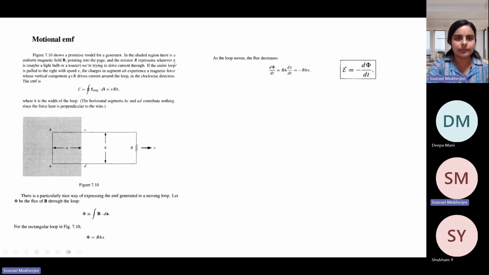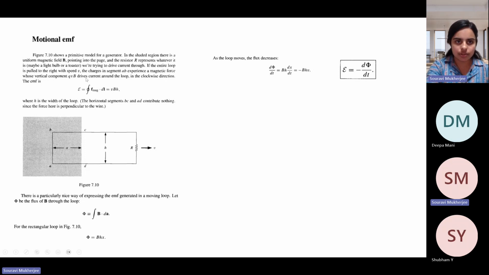What is seen is that if the entire loop is pulled to the right with some speed v, the charges in the segment AB, what would happen to these charges? They are moving charges, right? And you know, there's some field. So we know that whenever there is some charge which is moving in a magnetic field, it experiences a force which is given as Q into V cross B, right? So if you consider that same concept here, what would happen? It would experience some magnetic force, whose vertical component would be given as QVB, considering that V and B are perpendicular to each other.